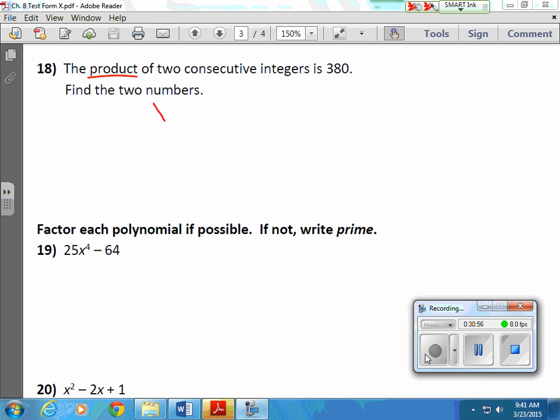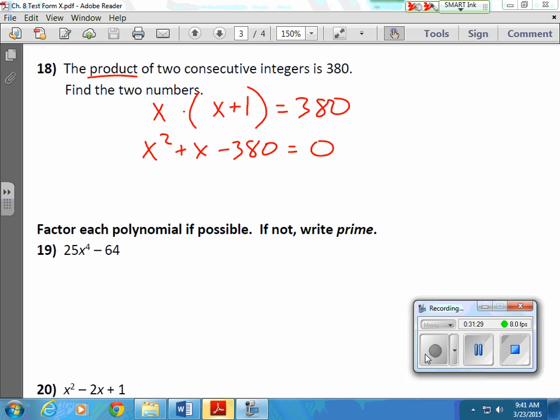So if you have two consecutive integers, and x is your first integer, then the next integer must be x plus 1, one bigger. And if you find the product of the two, you're going to be multiplying the two together, and you need to get 380. And yeah, you could probably use a calculator and just keep trying numbers. But we're trying to learn some algebra. So we get x squared plus x minus 380 equals 0.